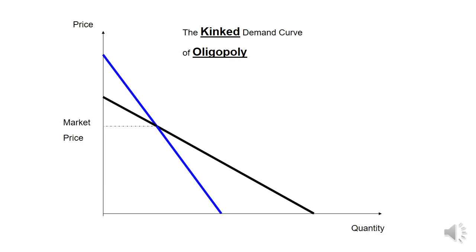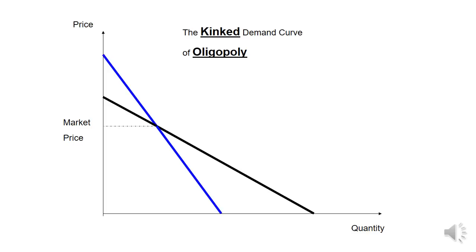Now let's take a look at the kinked demand curve of oligopoly. The oligopoly has the most distinct demand curve of all the four market structures. The kinked demand curve is largely derived from the interdependence of firms that we talked about. Firms are usually unfriendly, apprehensive, and very suspicious of one another. So this kind of thinking is applied to the demand curve, that is, how firms see the market.